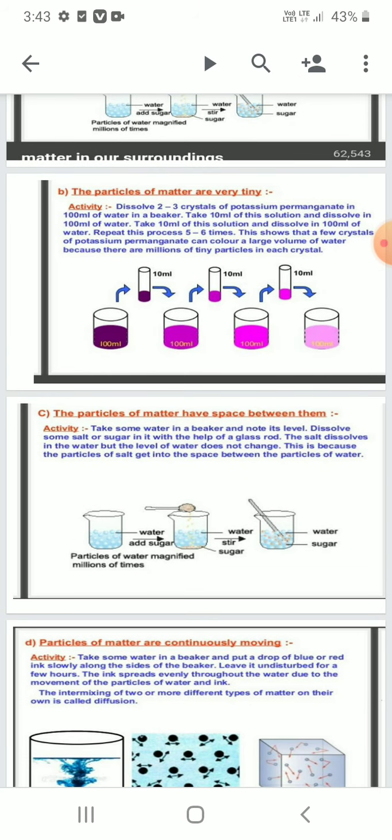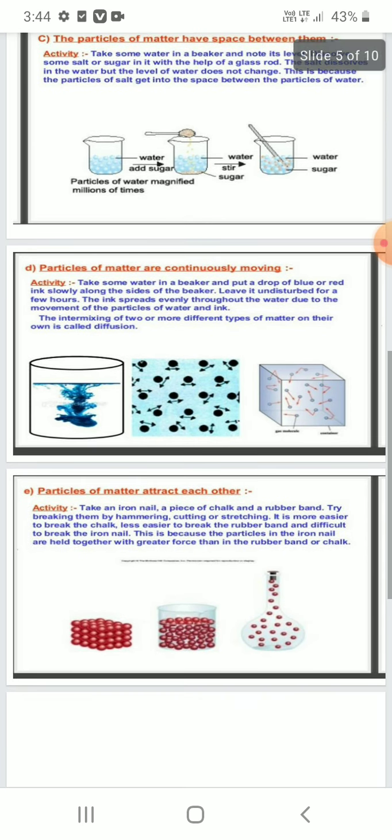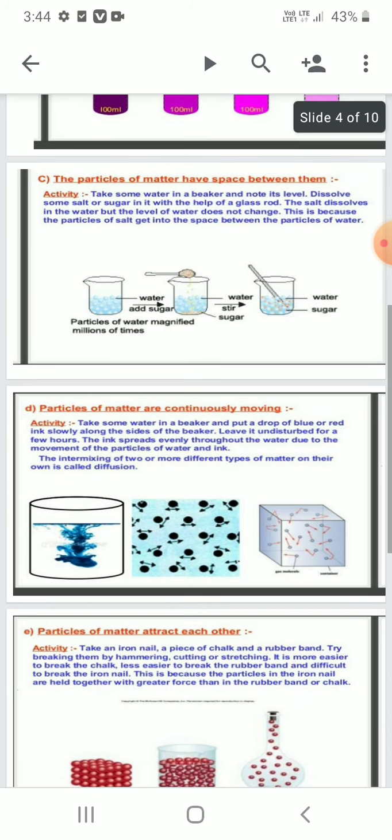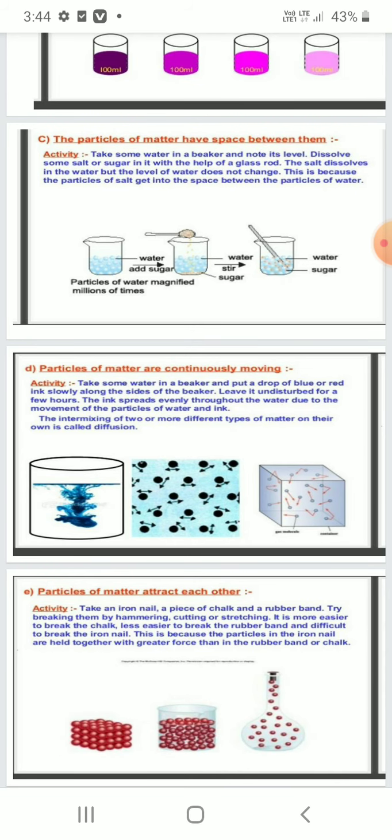Third one, C: particles of matter have space between them. This is again a very, very important activity. You can understand this with an activity. Take some water in a beaker and note its level. Dissolve some salt or sugar in it with the help of a glass rod. The salt dissolves in the water, but the level of water does not change. This is because the particles of salt get into the space between the particles of water.